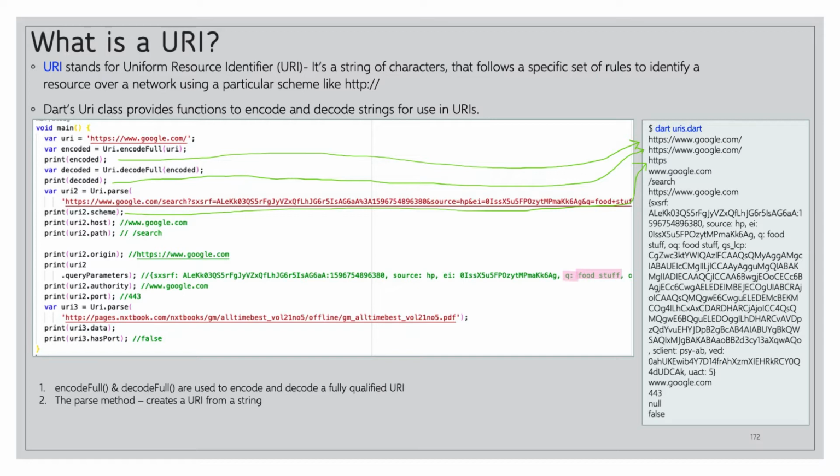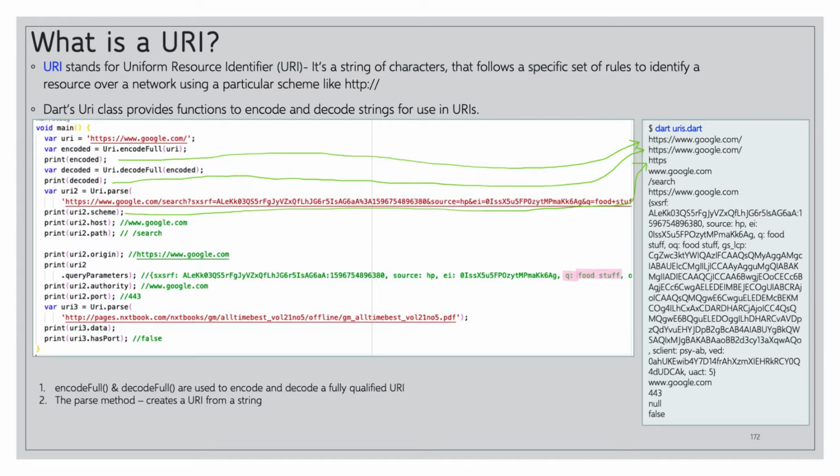Dart's URI class provides functions to encode and decode strings for use in URIs. So the encodeFull and the decodeFull methods are used to encode and decode a fully qualified URI. The parse method creates a URI from a string. So let's look at our code here.